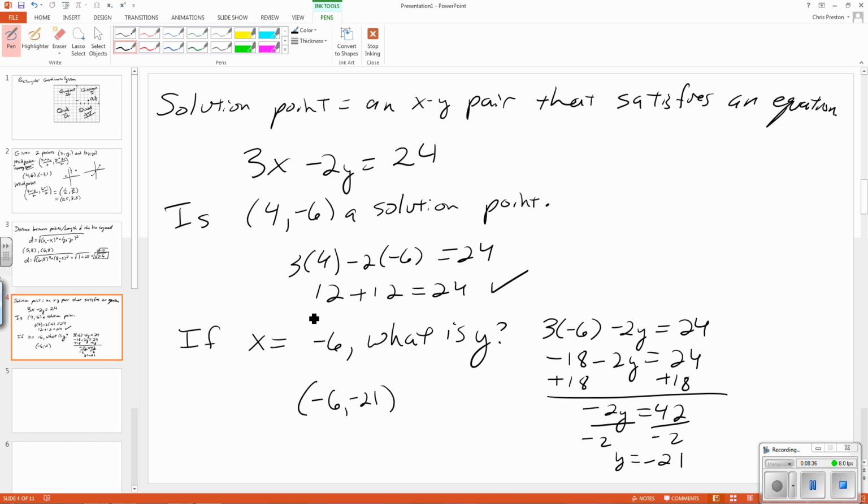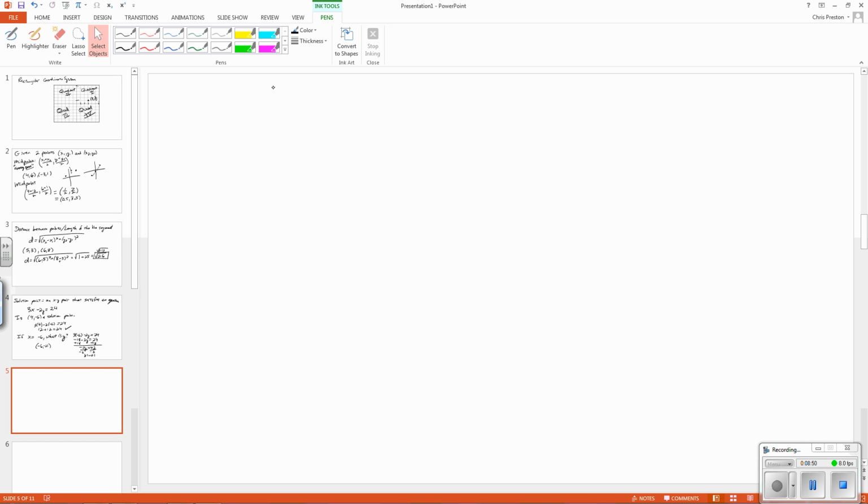So it does kind of help to know what kind of picture you're drawing, to know how many points you need to find. But this is a way you can find it. Now, notice we had 3x minus 2y equals 24, and I had to move a bunch of stuff when I said, okay, x was -6, what was y? Well, if I wanted to find several points like that, I wouldn't want to do that every single time.